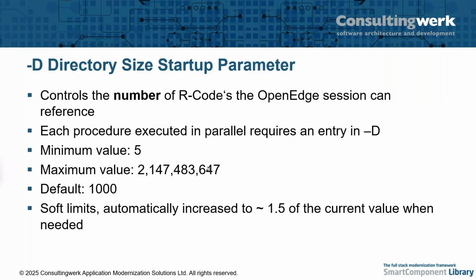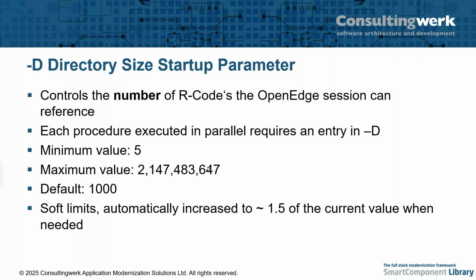So one of them is a minus capital D startup parameter that controls the number of R code entries the OpenEdge session can reference. Each procedure that's executed in parallel, or objects, documentation typically refers to procedures, but the way that OpenEdge manages objects and procedures is very similar, so that applies to objects in the same way. Each procedure executed in parallel requires an entry in the minus D. The default value is 1000. You can go as low as 5, and the maximum value there is 2 billion.